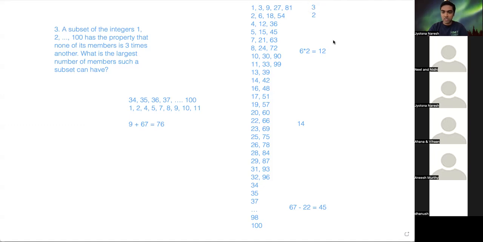So what does that give us in total? 76. Good. So add them: 3 plus 2 plus 12 plus 14 plus 45. Okay, so now are we sure that 76 is the maximum?